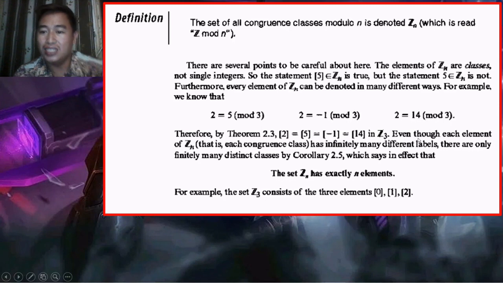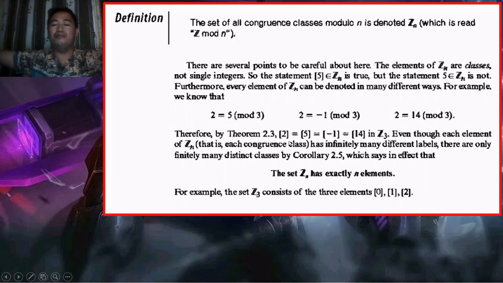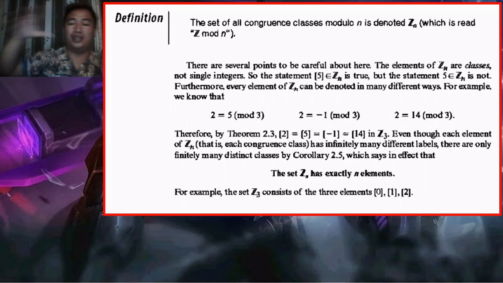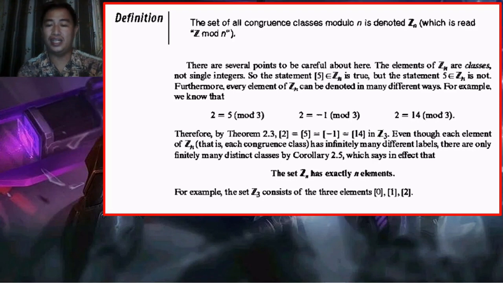Okay, in Z3. Even though each element in Zn, that is, each congruence class, has infinitely many different labels, infinite man ang mga sulod ani ka sa 2, kay sige ka plus 3 sa pikas, minus 3 sa pikas nga side sa 2. There are only finitely many distinct classes by Corollary 2.5. Mga distinct classes lang to from 0 to n minus 1. So, kung Z mod 5, from 0 to 4 lang.